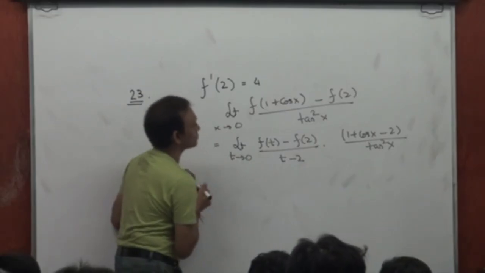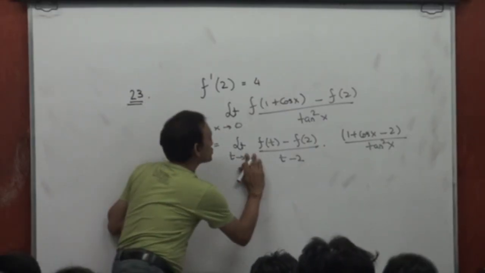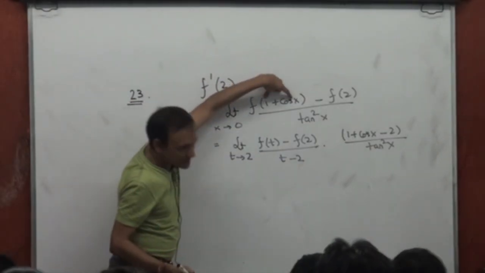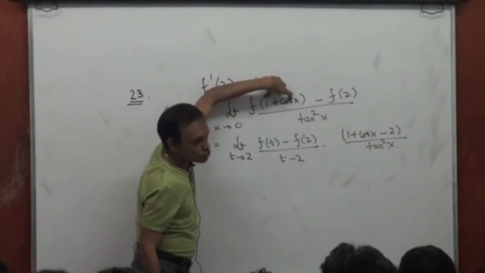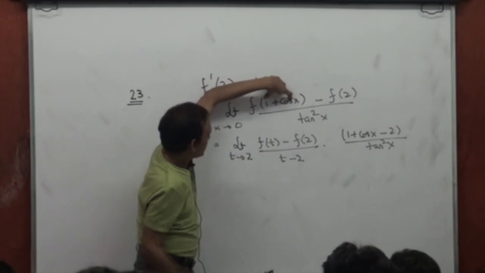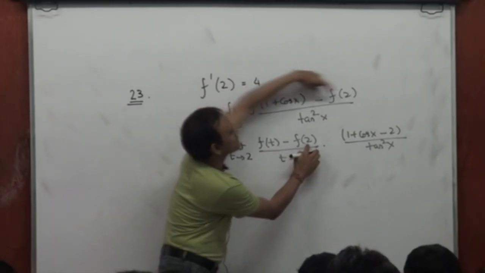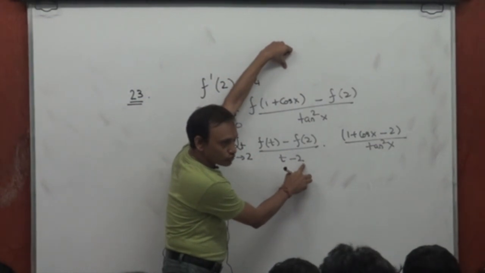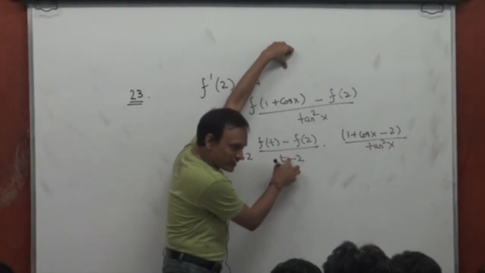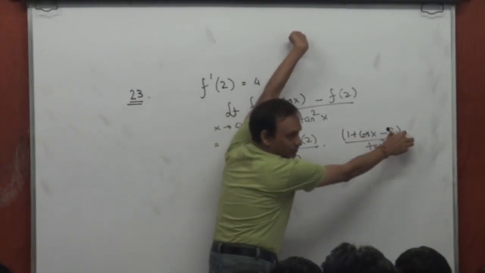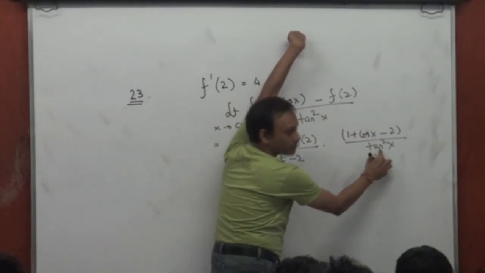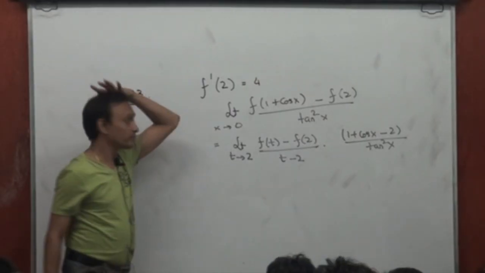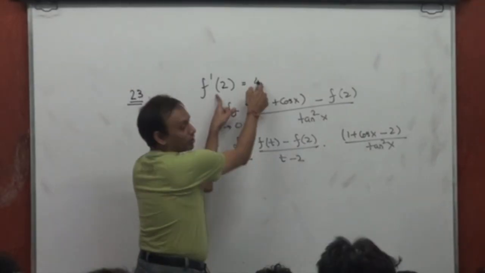T tends to 2. I hope you realize what I did. This was t. So as x tends to 0, t would tend to 2; 1 plus cos x is t. Right? So f(t) minus f(2), and then I force from outside a t minus 2, so that this is going to become f dash 2. And then I multiply with t minus 2 divided by tan squared x. Are you alright with this? This is f dash 2 which is already given.